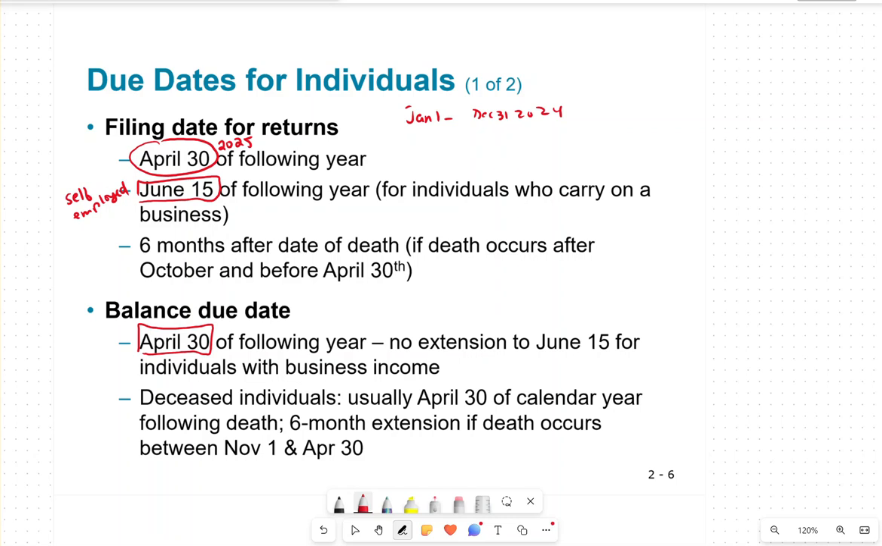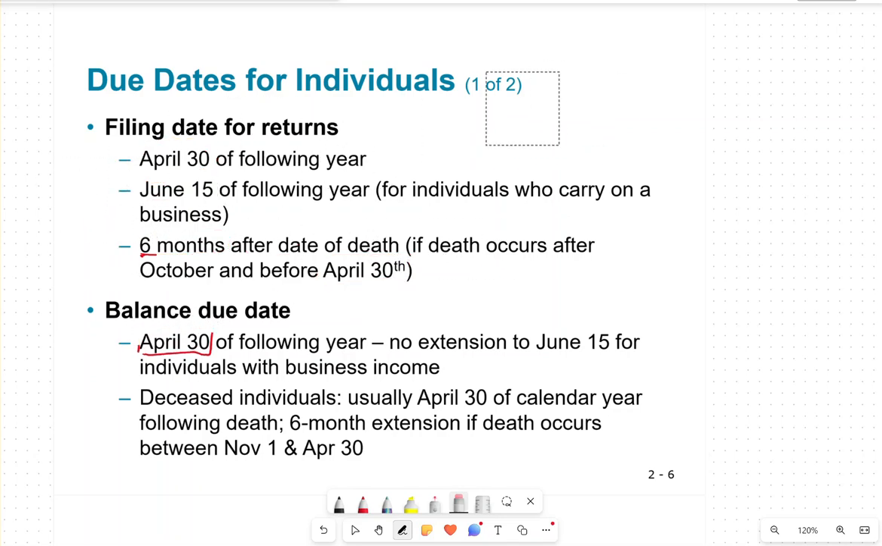But if somebody dies, their return can be filed 6 months after the date of death, or whichever comes first, or if death occurs after October and before April 30th. So that's 6 months after the date of the death.